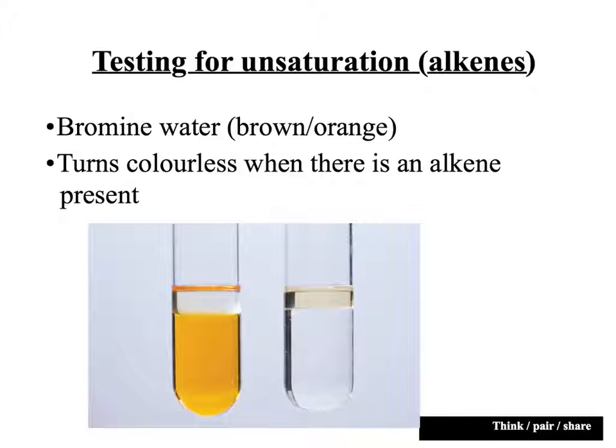If you want to test to see whether we've got an alkene or an unsaturated hydrocarbon, then we will use bromine water. Now, bromine water is normally a brown or orange colour, and when we add an alkene or an unsaturated hydrocarbon, it will turn colourless. And that is how we know we've got an alkene present and not an alkane, because an alkane would not change the colour of the bromine water.